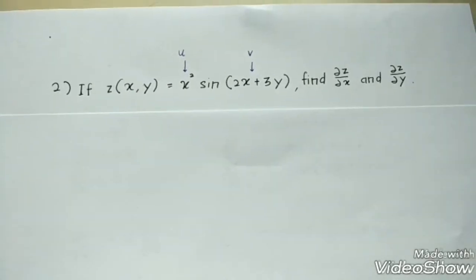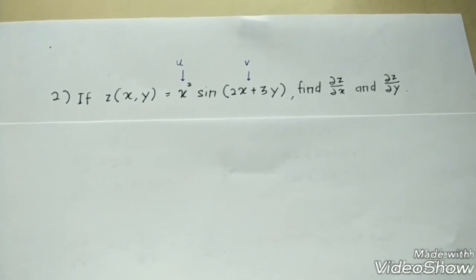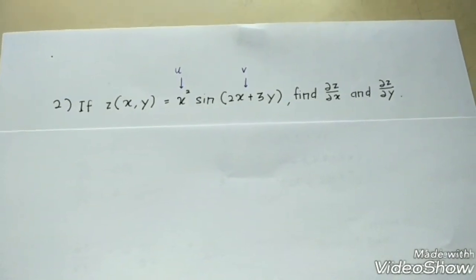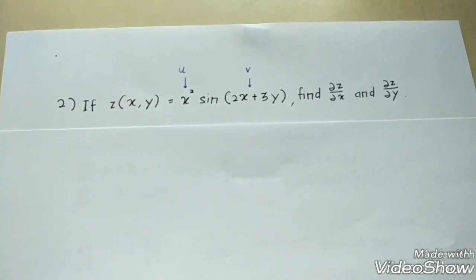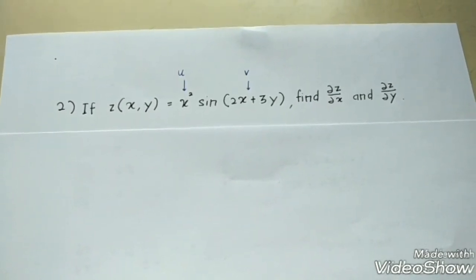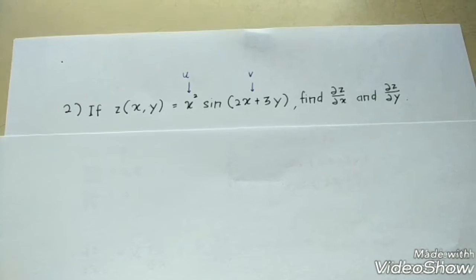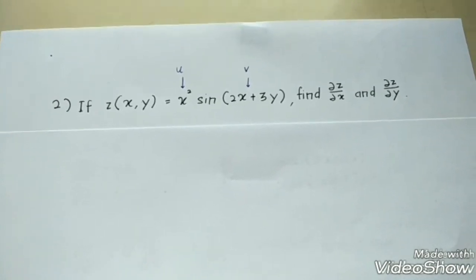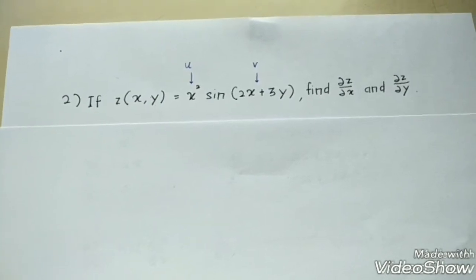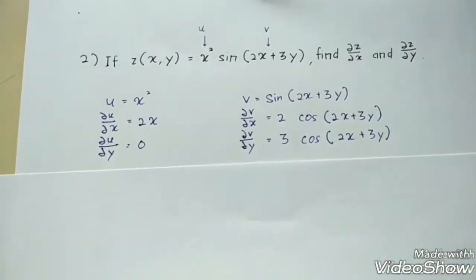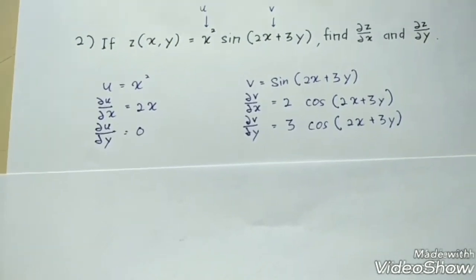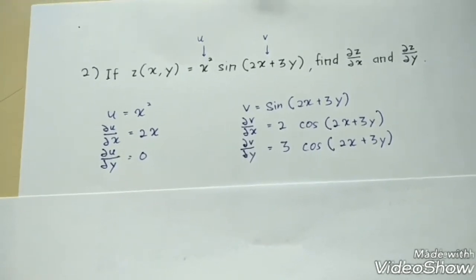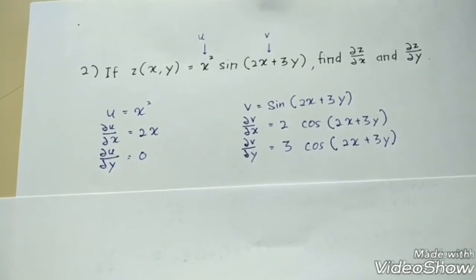Example 2. If z(x, y) equals x² sin(2x + 3y), find ∂z/∂x and ∂z/∂y. For this question, we must use the product rule. But first, we must find ∂u/∂x, ∂u/∂y, and ∂v/∂x and ∂v/∂y. For u, take x squared. Then we find ∂u/∂x is 2x, ∂u/∂y is 0.